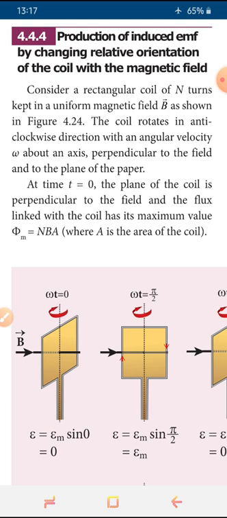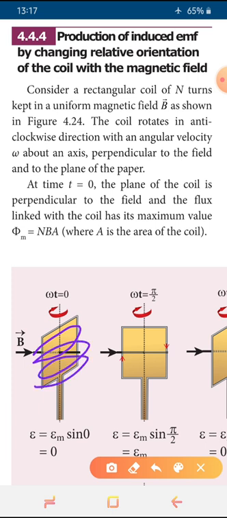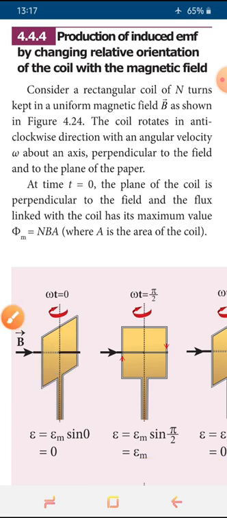Okay, N turns. In the coil there will be a number of turns, which is not shown in the diagram. N number of turns are wound on this rectangular loop, which is placed in a uniform magnetic field B vector, which is shown in figures 4.24 and 4.25. Now the coil is rotating in the anticlockwise direction. Say its angular velocity is omega about an axis perpendicular to the field and to the plane of the paper.